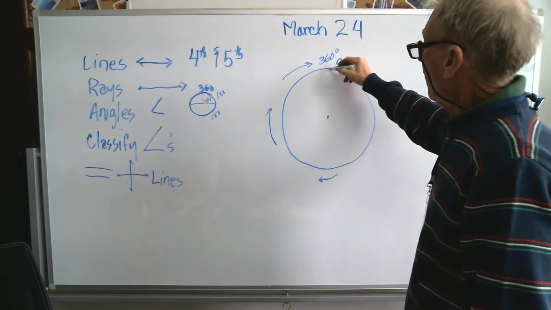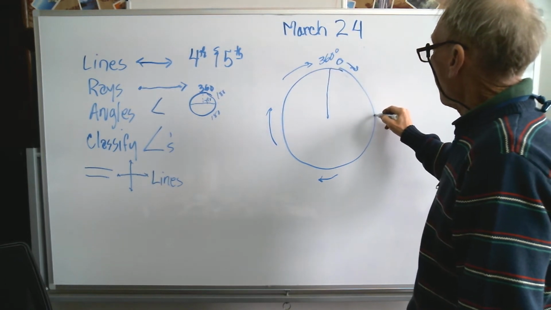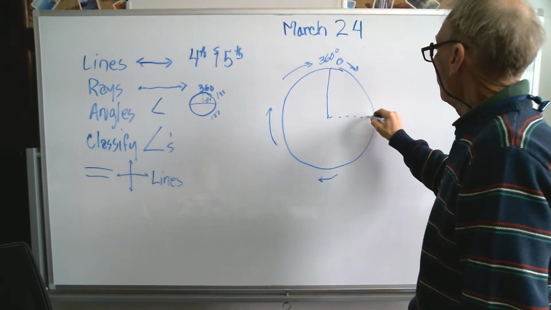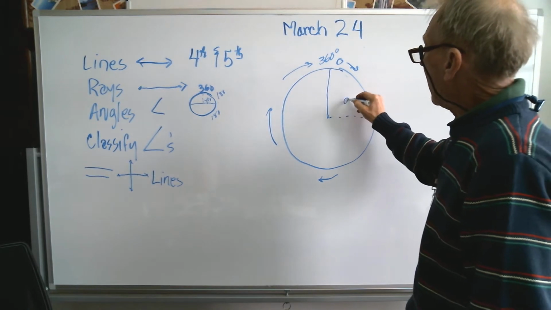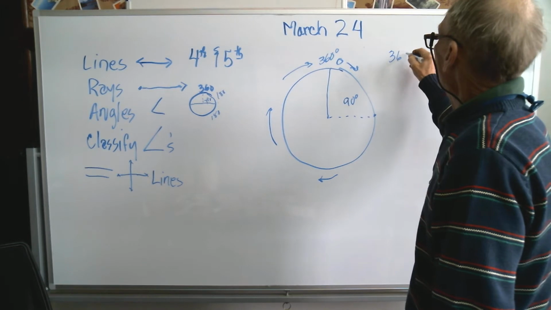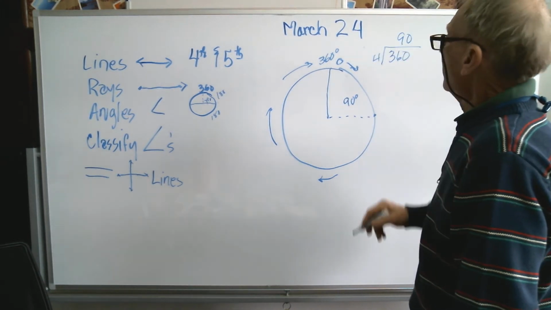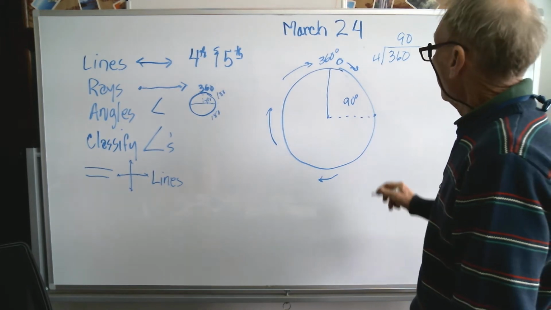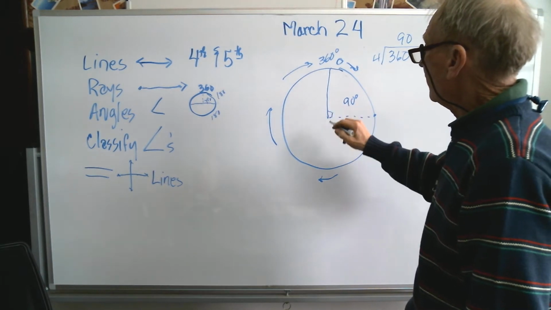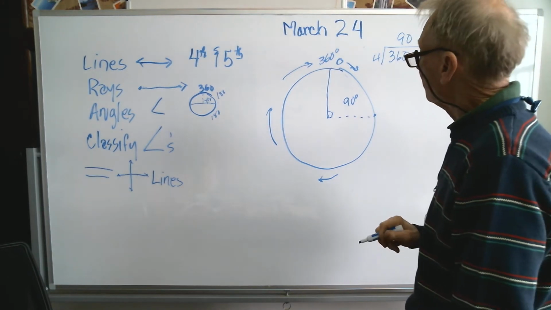If you go 1/4 of the way around here, you've gone 90 degrees because 360 divided by 4 is 90. So that's a 90-degree angle. It's always indicated by a little box in the corner. That way you know it's a right angle.